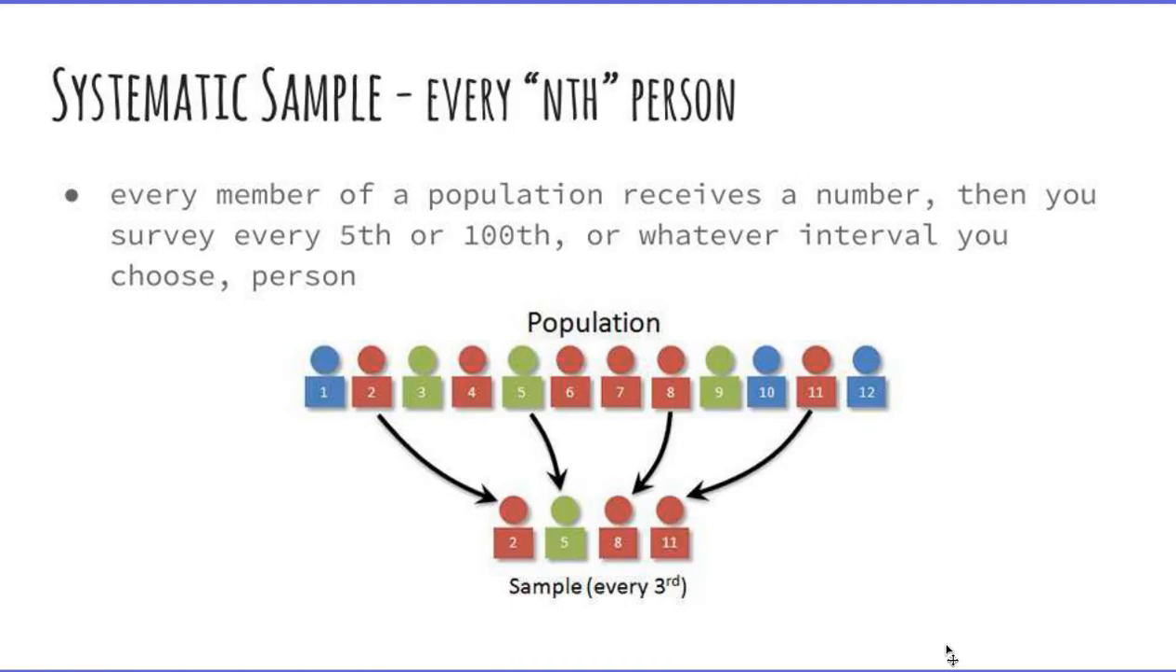Another way to do it is just to pick a systematic sample. So we just number everyone off and we take every nth. Nth means just pick whatever number you want. Every 5th person, every 100th person. So we're going to stand outside of Chipotle, and every 4th person that walks in, we're going to ask them a survey question. All right, that's a systematic sample. We're just taking every so often an interval of people.